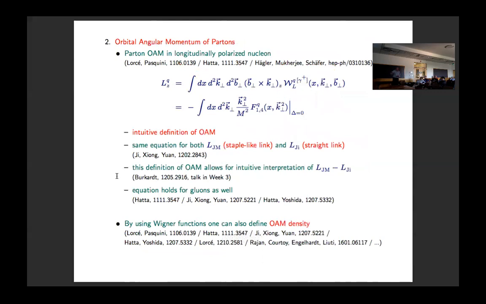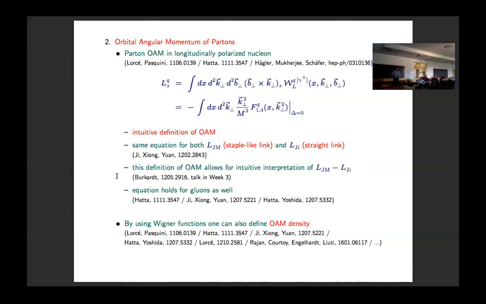Now, the second application, I think this is the one which so far attracted most of the attention. It's a relation to parton orbital angular momentum, which appears in the spin sum rule. So if you take the concept of the Wigner function seriously, this is a natural way how you would calculate it. You take your Wigner function for a longitudinally polarized, let's say, nucleon, unpolarized quarks, and you multiply with b-perp dot k-perp, and you integrate over the entire phase space. That's it. And this is what was proposed in 2011 by Lorcé and Pasquini.